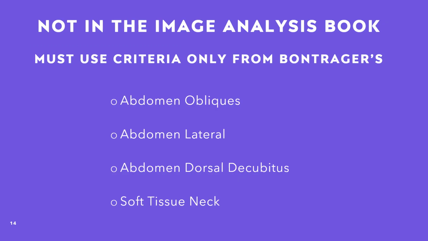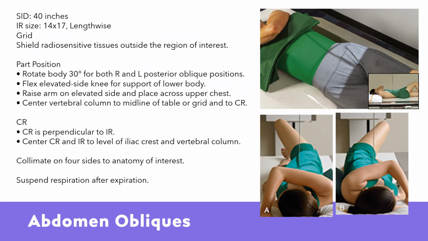All right, and these few images are not in your image analysis book, so you must use your Bontrager's for the criteria: abdomen oblique, lateral, dorsal decube, and soft tissue neck. Abdomen obliques. Your SID should be at 40 inches. The IR should be 14 by 17 lengthwise.